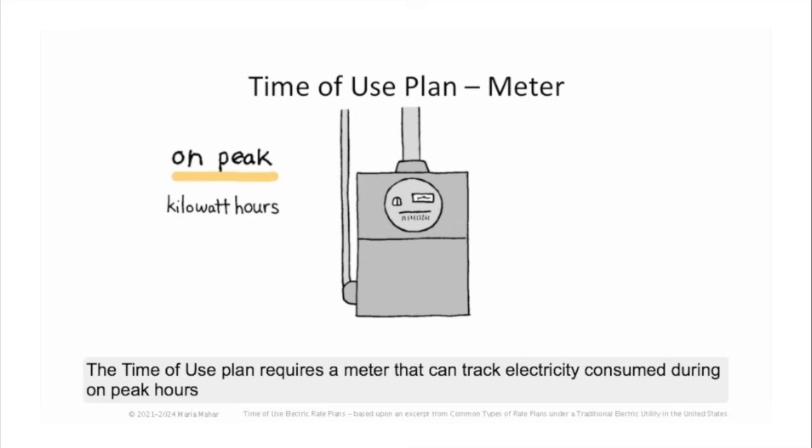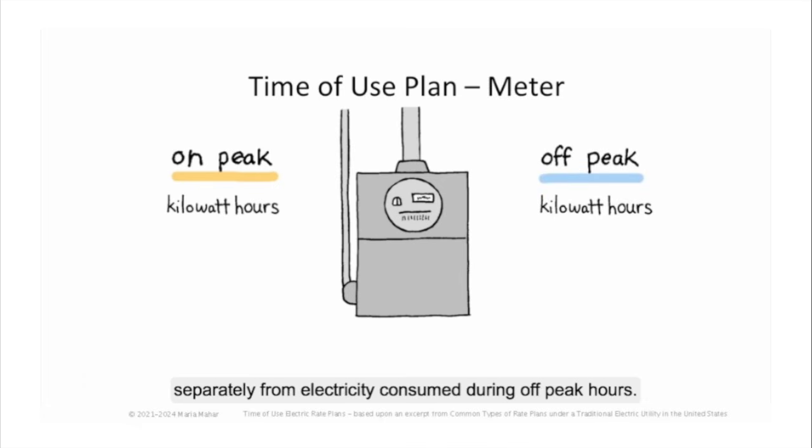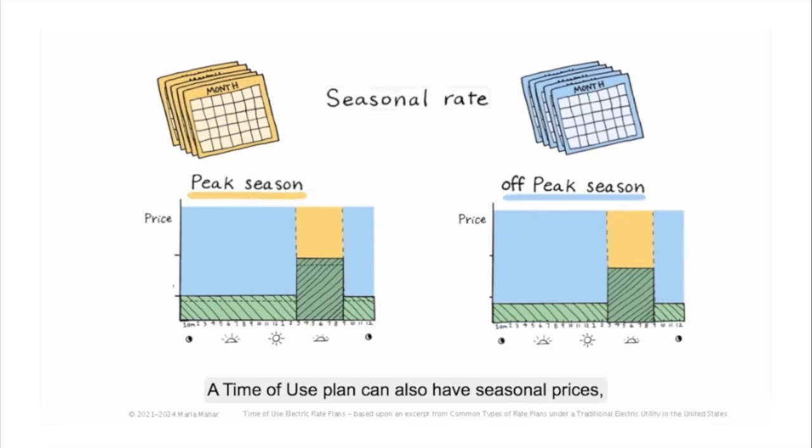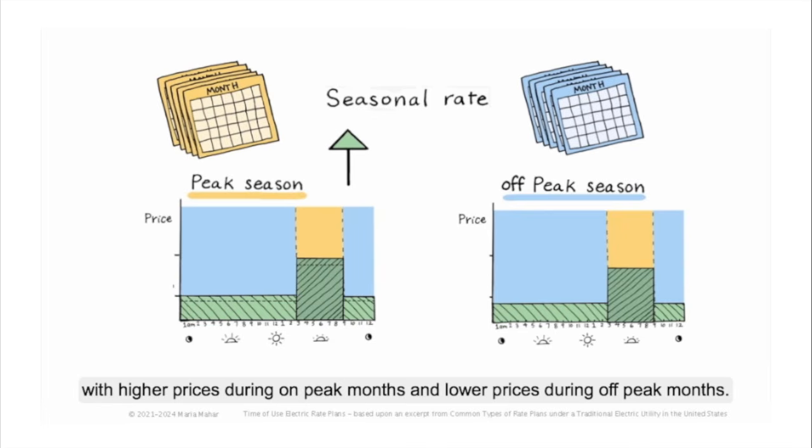The time-of-use plan requires a meter that can track electricity consumed during on-peak hours separately from electricity consumed during off-peak hours. Digital meters and certain analog meters can do this. A time-of-use plan can also have seasonal prices, with higher prices during on-peak months and lower prices during off-peak months.